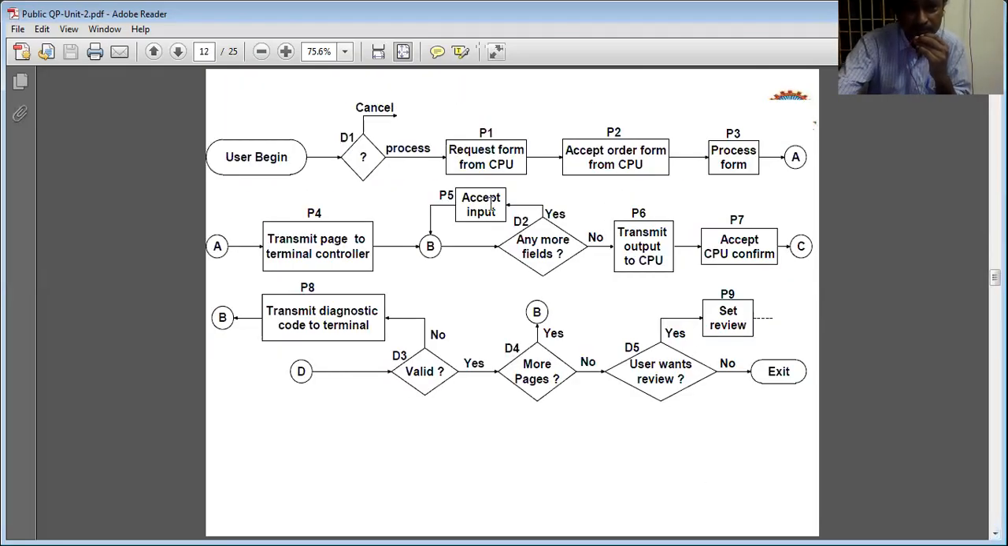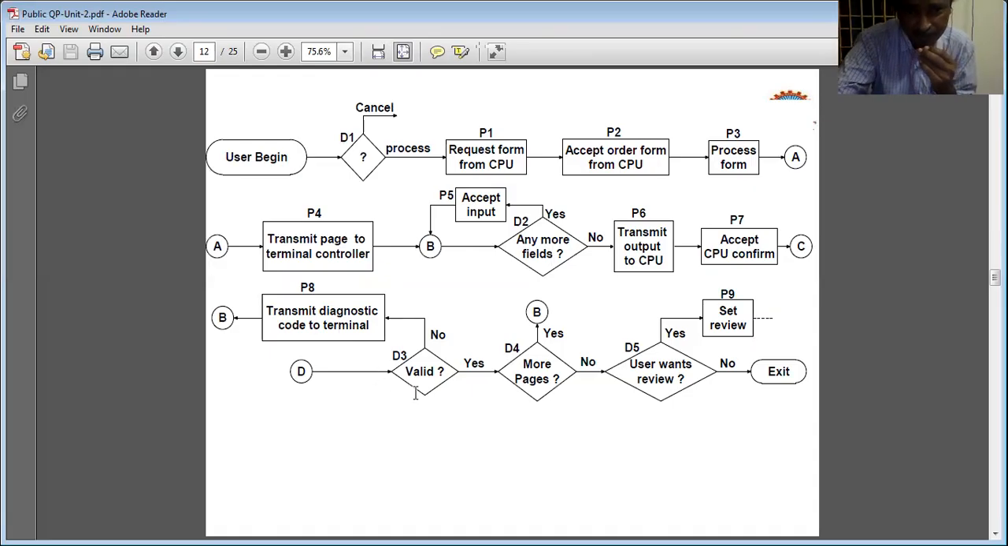Next, in this figure, the user begins, with process D1: either process or cancel. Request form from CPU, that is P1. P2 accept order from CPU. P3 process form. P4 means transmit page to terminal controller. Now it can accept, or it asks for any more fields. If it accepts input at P5, then it asks whether there are any more fields. If no, transmit output to CPU. Now accept CPU confirmation, then transmit the diagnostic code to terminal.